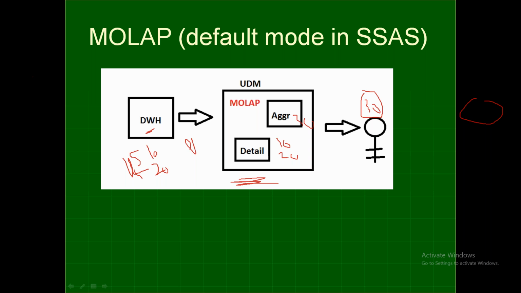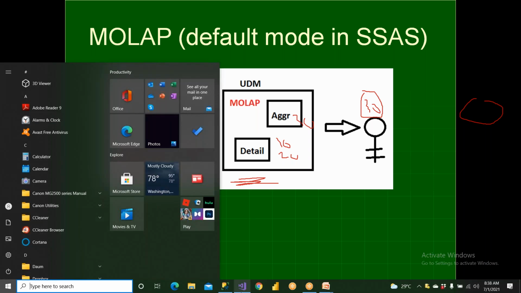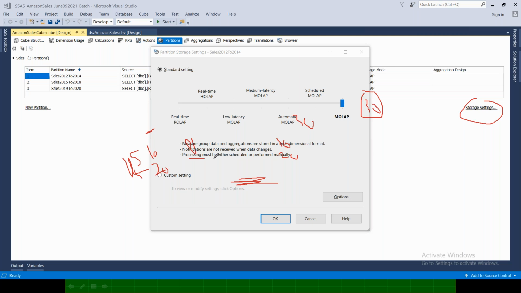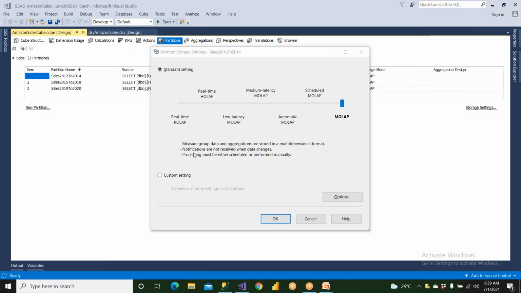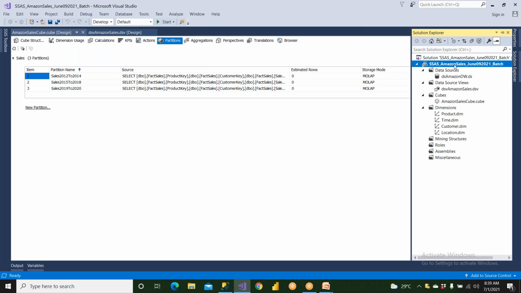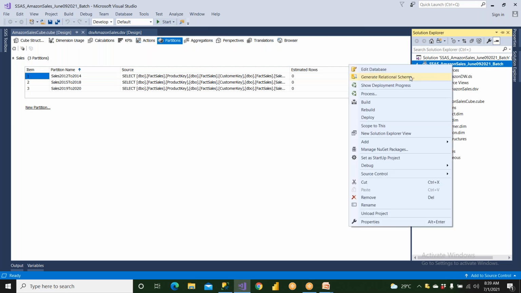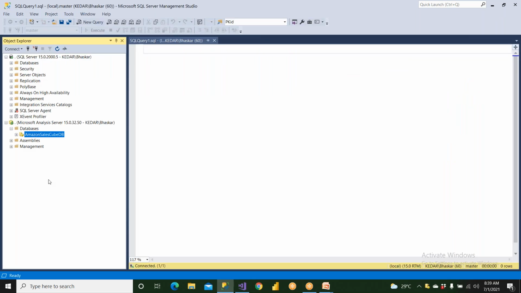So I don't have any clue. Who's saying that? Processing must be either scheduled or performed manually because notifications are not received when the data changes. Clear? So this is the point. SSAS is telling, hey, I don't know that the data warehouse got new data. Processing must be either scheduled or performed manually. So what do we do? We have to schedule, or we need to go to this process and manually process the cube. Clear?